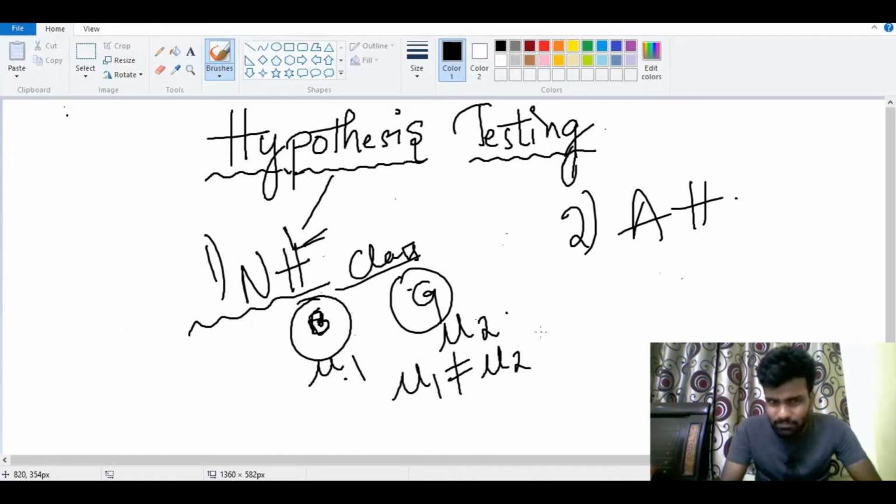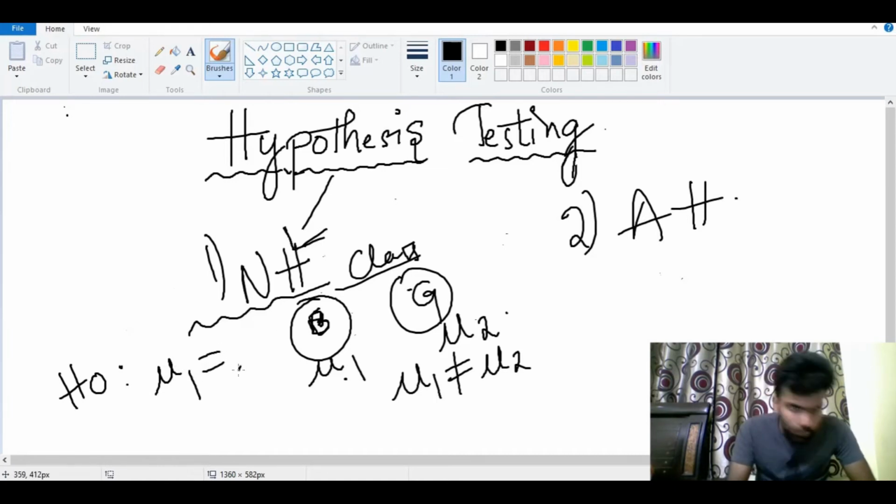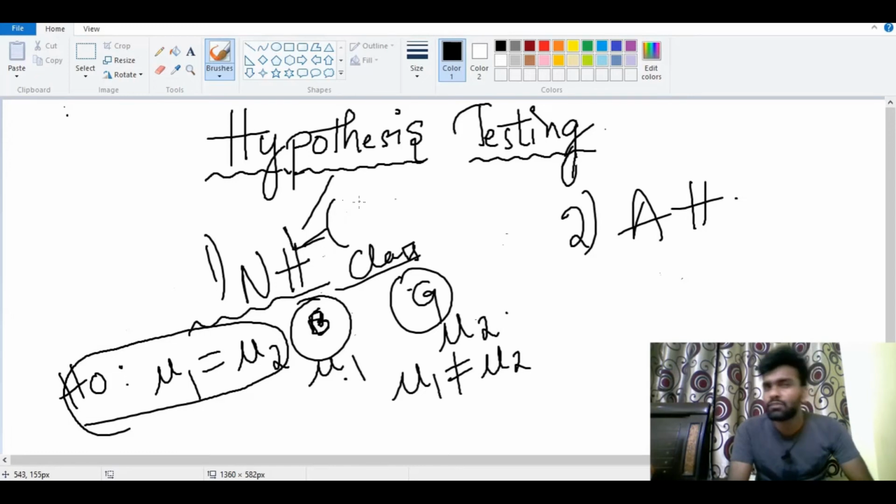For example, let's take this example. In the null hypothesis, we define that there is no effect, there is no difference. Both mu1 and mu2 are equal. This is the statement we take in the null hypothesis. By the way, the symbol we use for the null hypothesis is H naught. This is what we use to represent the null hypothesis.